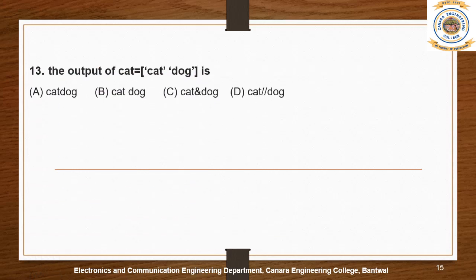the output of 'cat' and 'dog' in single quotes is catdog, option A. If there is no comma in between these two, then it will join these two. There won't be any space in the output. So therefore the answer is option A.